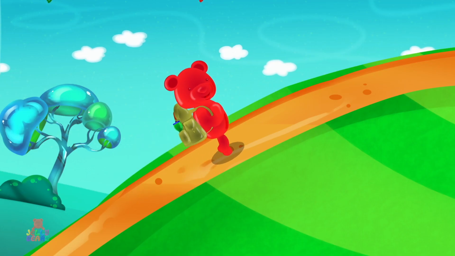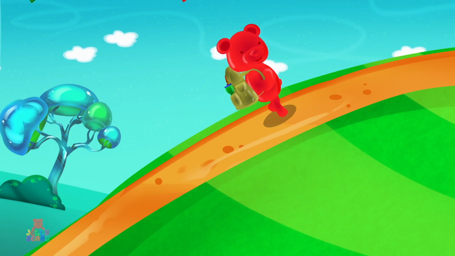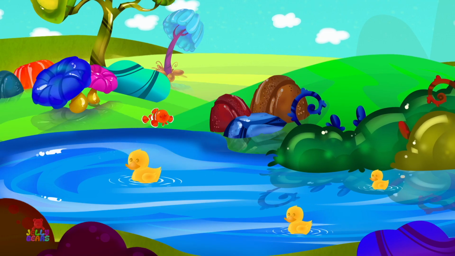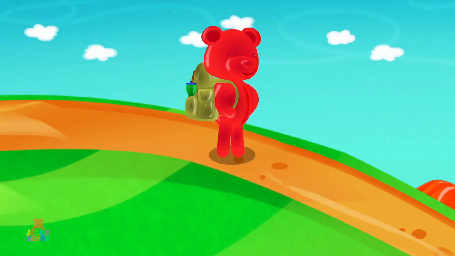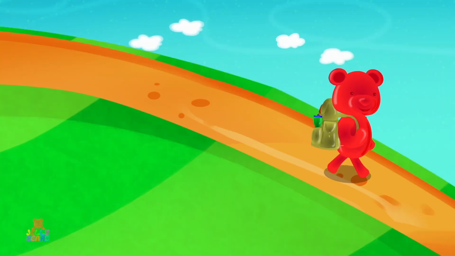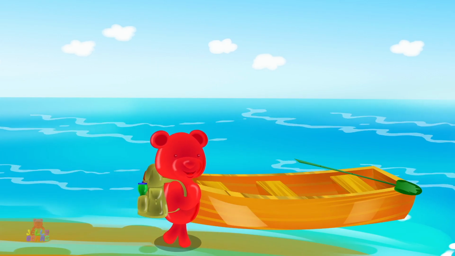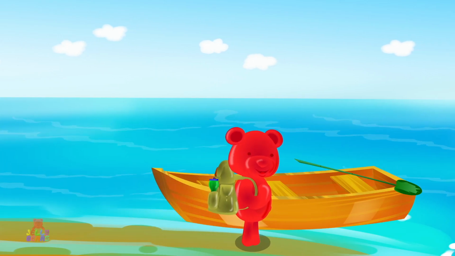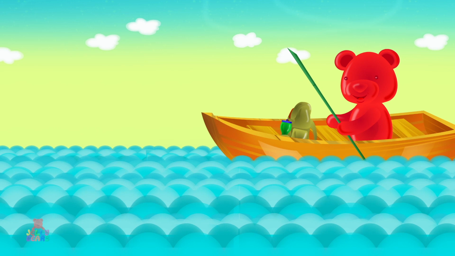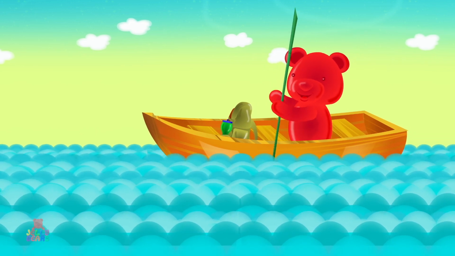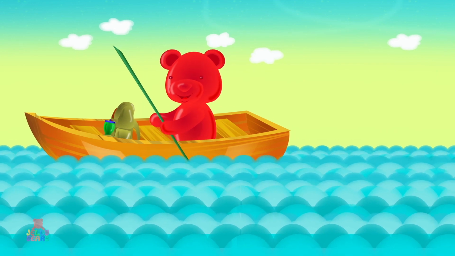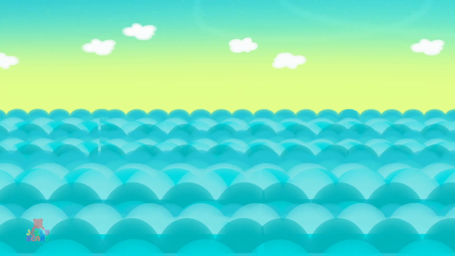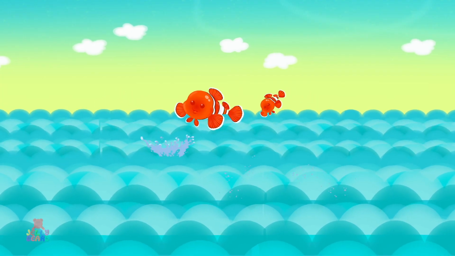The bear went over the mountain. The bear went over the mountain to see what he could see. And all that he could see, and all that he could see was the other side of the river. The other side of the river was all that he could see.